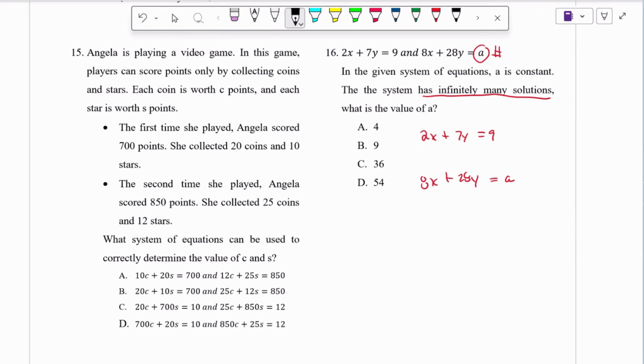If it's infinitely many, both of these equations have to be the same. How can I take this 2 and turn it into an 8? Well, it's simple, multiplying it by 4. So 4 times 2 gives me 8x, and 4 times 7 gives me 28y. 4 times 9 gives me 36, which means the a value has to be 36. The constant for this problem, a, is equal to 36.